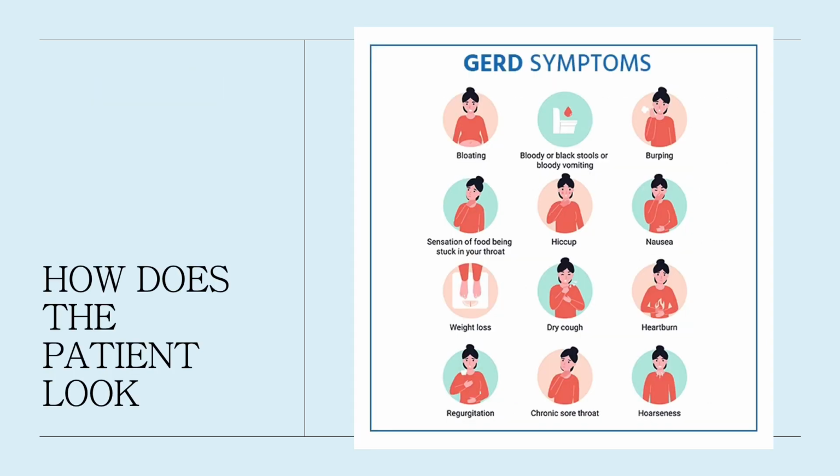So how does the patient look? This means what are the signs and symptoms that your patient may be complaining of? They could be complaining of bloating, burping, a sensation of food being stuck in their throat, hiccups, nausea, weight loss, dry cough, heartburn, regurgitation, a chronic sore throat, and hoarseness. Two that I want to talk about are the chronic sore throat and hoarseness. So why would you think a patient would be dealing with respiratory issues with GERD?